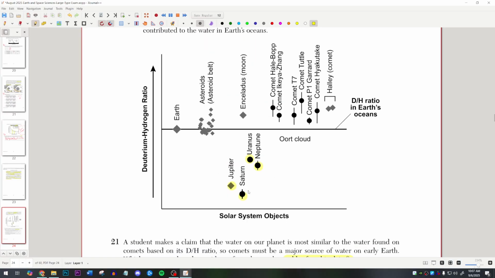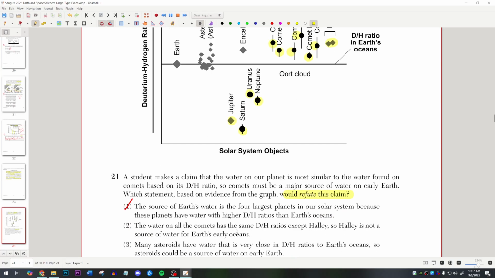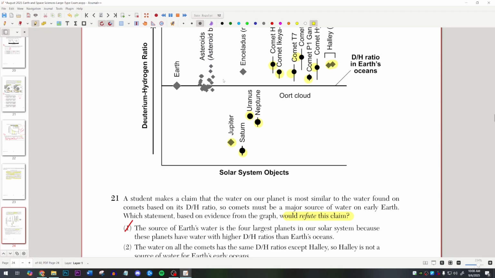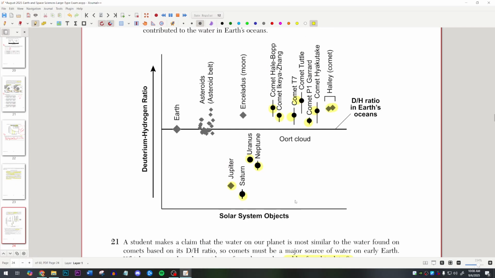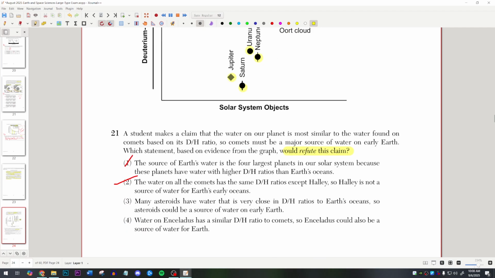Let's see. Comet, comet, comet, comet, comet, comet, Halley's comet. And it's saying the water on all this has the same ratios. That's wrong. They're different. 3. Many asteroids have water that is very close in DH ratios to Earth's oceans. Look, DH ratios in Earth's oceans, that's the flat line. So yeah, that's true. Many asteroids have the same as the Earth's ocean, so we're good so far. So asteroids could be a source of water on early Earth.